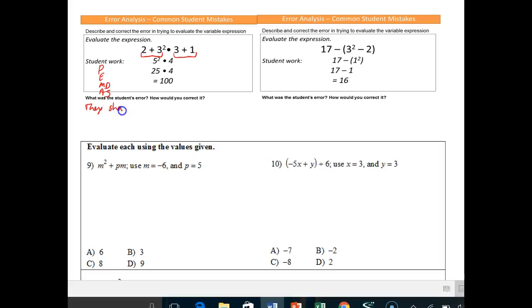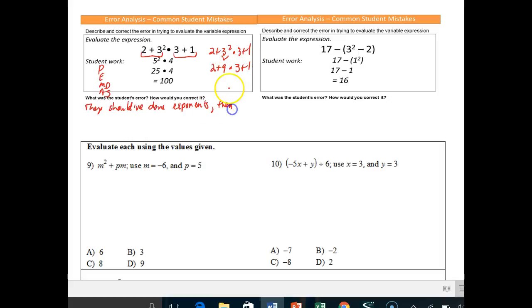And yes, you're writing this down. They should have done exponents first. So if I rewrite this problem, 3 squared times 3 plus 1, this would have given us 2 plus 9, because that's what 3 squared is, 3 times 3 plus 1.